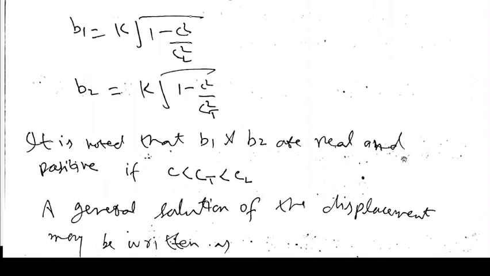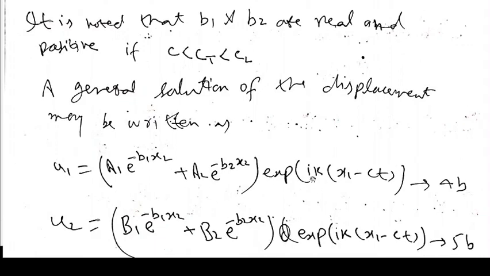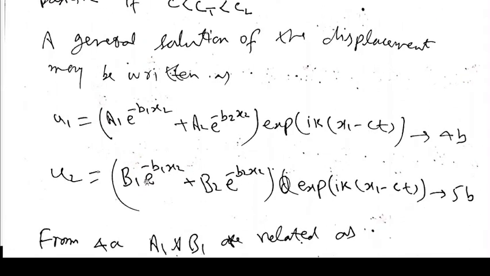So as we have two things, b1 and b2, in the start, when we have u1 and u2, there is only one b. Now we have two, b1 and b2. So we can write the general solution of the displacement in this form. Like you can see that in the start we have a into e power minus bx2. Now we have b1 and b2, so we can write a1 e power minus b1x2 plus a2 e power minus b2x2. It will remain the same. Then from u2, b1 and b2.